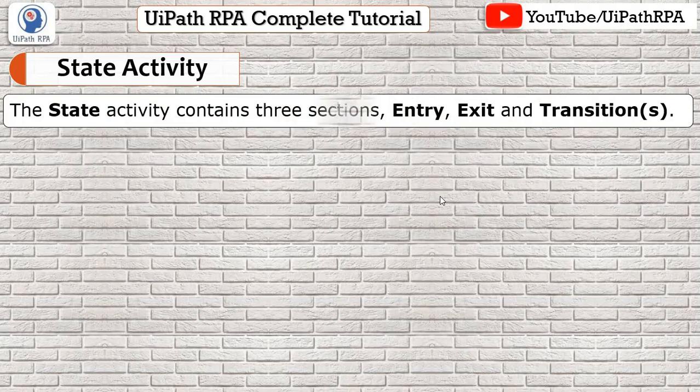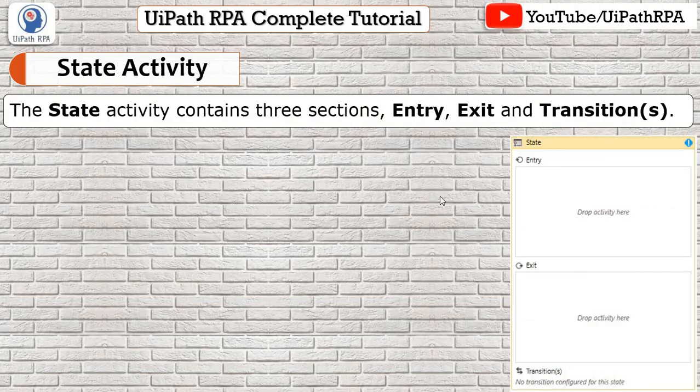Next, the state activity contains three sections: entry, exit and transition. Here you can see in the screenshot that this state activity has three sections. First, entry; second, exit; and third, transition. I am going to tell you about all these three sections.